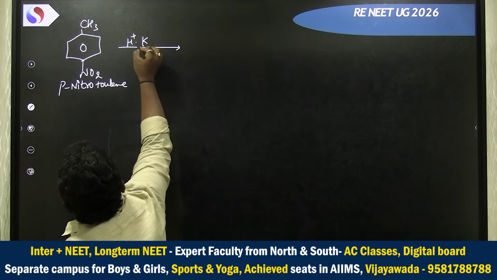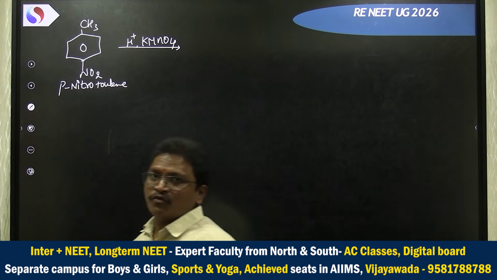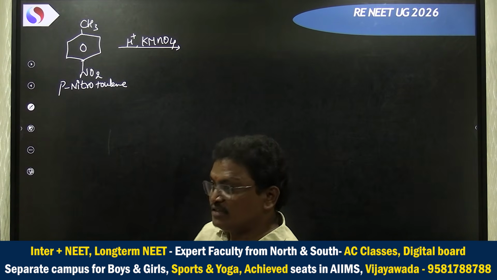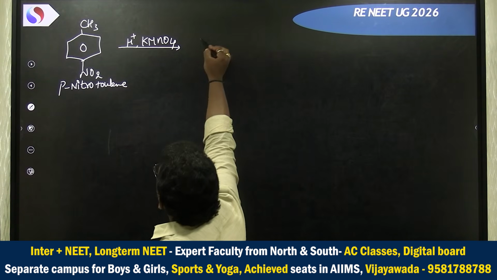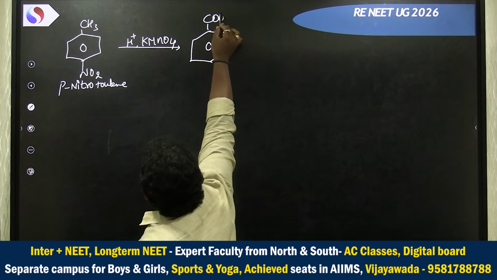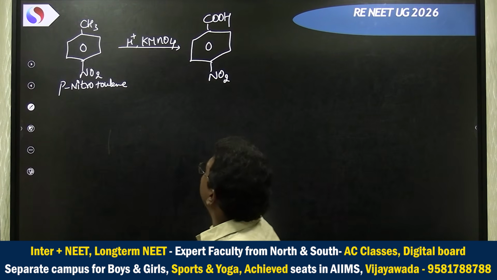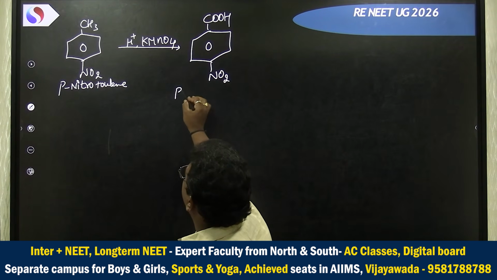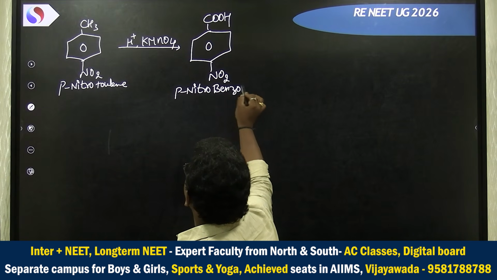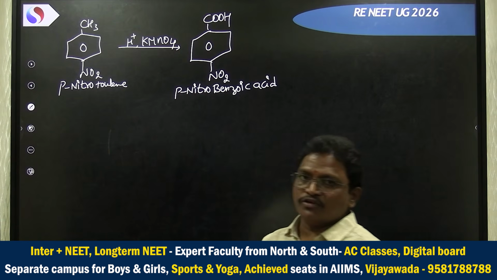Oxidation with acidified KMnO4. What is the property of KMnO4? It acts as a strong oxidizing agent. KMnO4 converts the methyl group into an acid, and there is no change in the other group. So this is para-nitrobenzoic acid. What is the product? Para-nitrobenzoic acid.